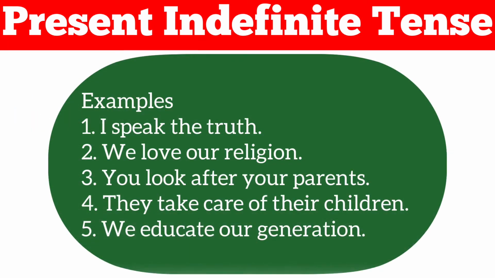Okay, let's see some examples of present indefinite tense when the sentences are assertive, affirmative. I speak the truth. The word I is a pronoun and it is used as the subject of this sentence. The verb or the action word speak is a verb and speak is the present form of the verb. So I speak is a present indefinite tense sentence and is in the assertive affirmative mood. So I speak the truth.